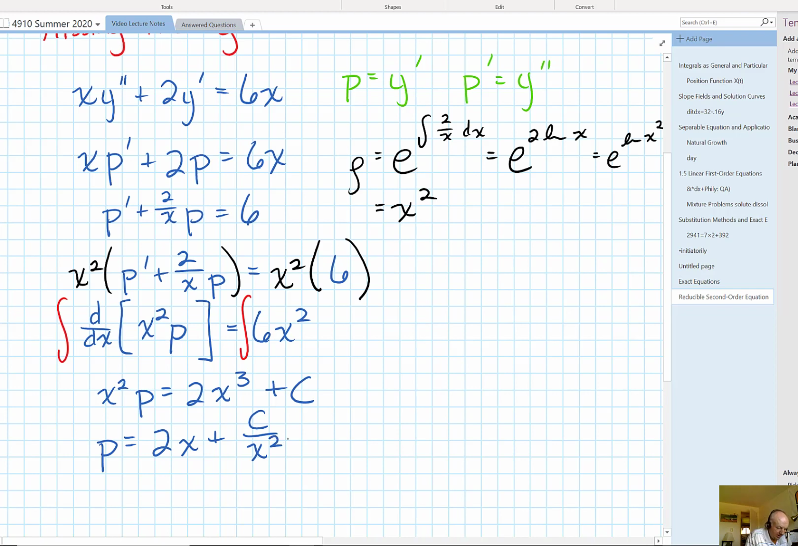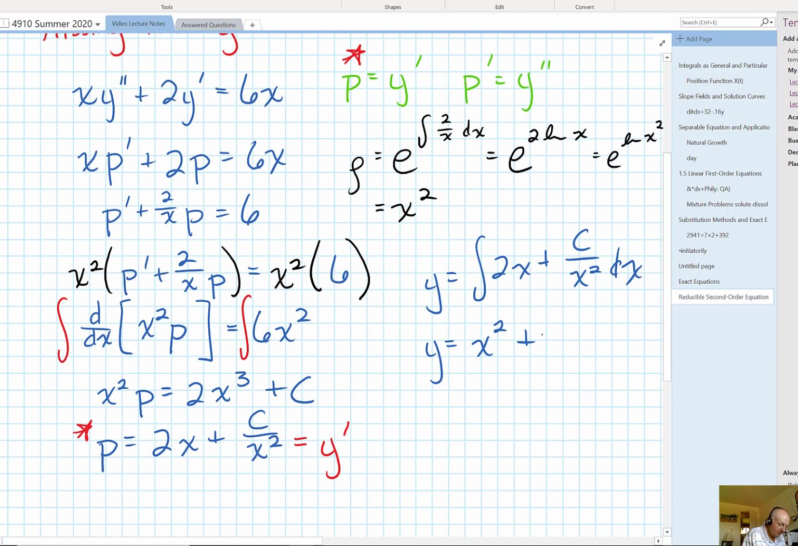Okay, but now remember, p is equal to y prime, so that's not our solution. We are going to need to integrate that to find what y is. So y will equal the integral of 2x plus c over x squared dx. And that turns into y, which is our solution, is x squared plus, let's see, actually put it like this, minus 1/3.